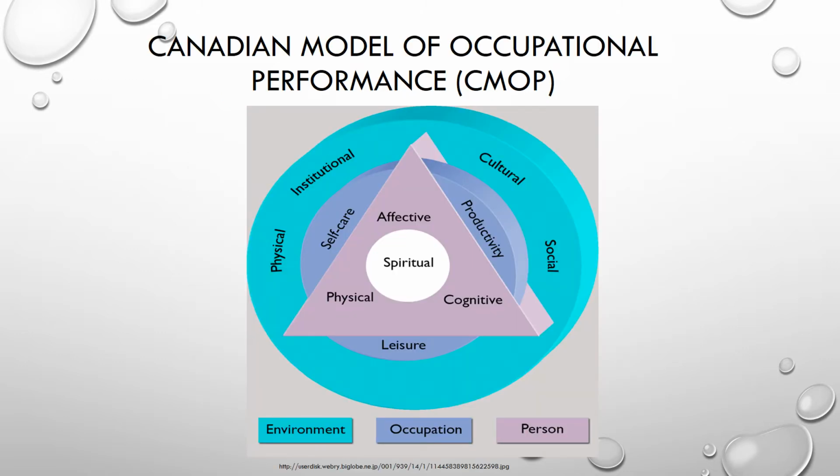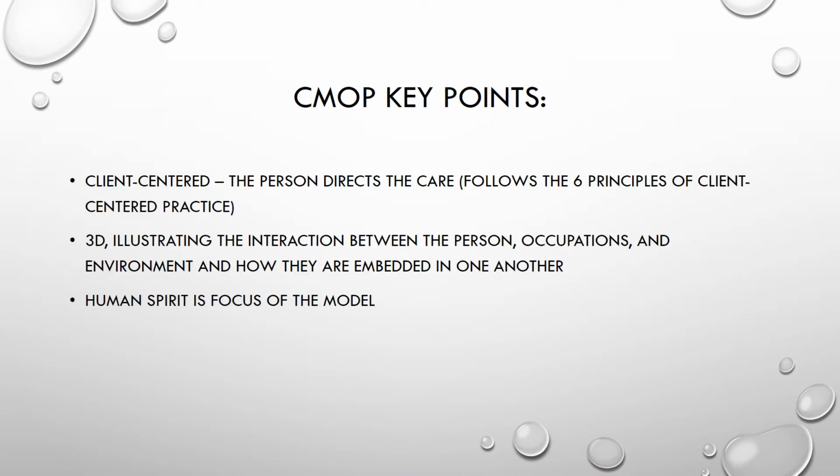The first one we're going to look at is the Canadian Model of Occupational Performance, or the CMOP. Let's talk about some of the special features of the CMOP. First of all, the CMOP is client-centered, or the person directs the care. And this means that it follows the 6 principles of the client-centered practices laid out by Rogers.